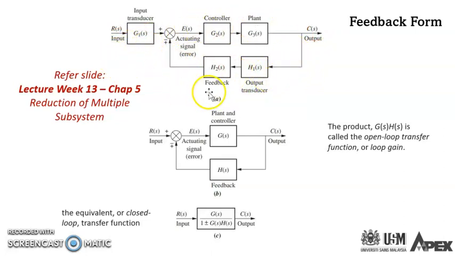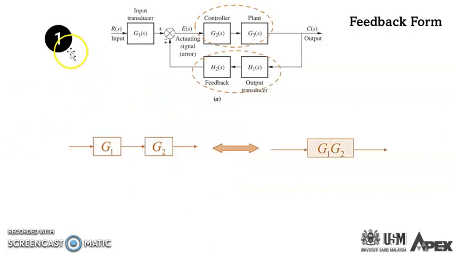Once you are given this type of problem, you need to reduce it to a single block diagram like this one. So from here we need to get this one. Basically there are a few steps. The first one: if you look here, there's a controller and there's a plant. You just apply multiplication, so G1 times G2. The transfer function of G1 and the transfer function of G2, and you get this block diagram.